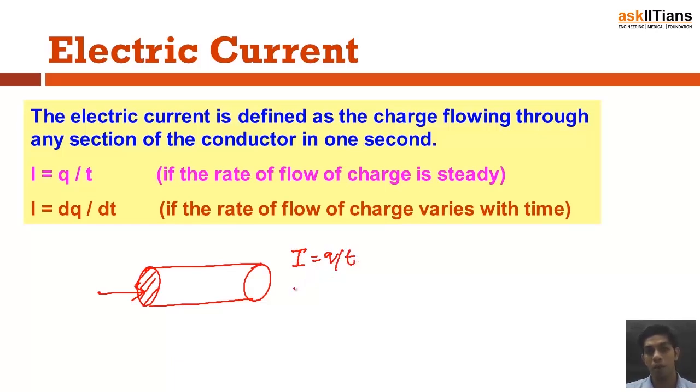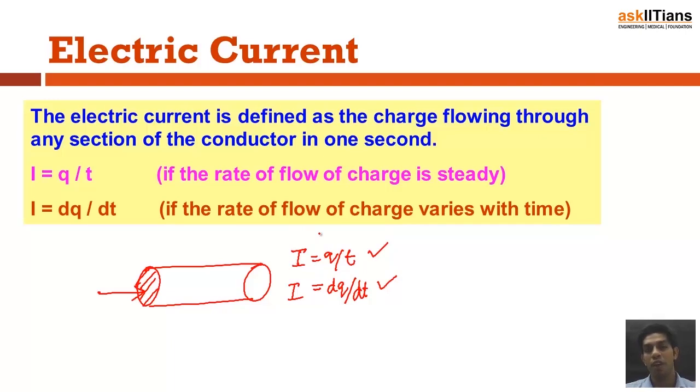If unequal amounts of charge flow across this cross section in equal intervals of time, then we need to use the differential expression of current, that is I equals dQ by dt. So depending upon the situation, we use either the expression for uniform flow of charges or non-uniform flow of charges. So this is the definition of electric current, the mathematical expression corresponding to it, and what exactly the mathematical expression means in a physical sense.